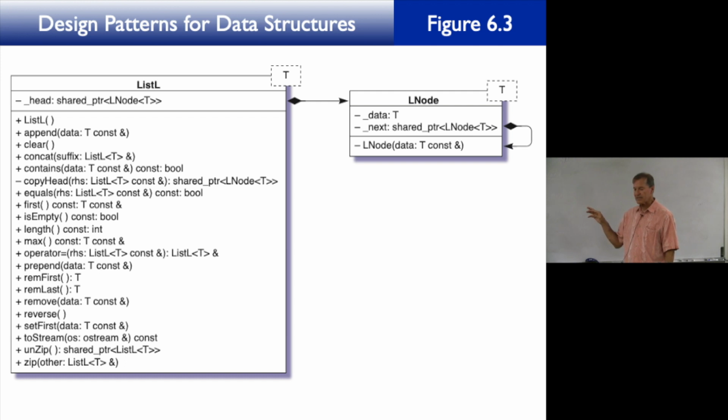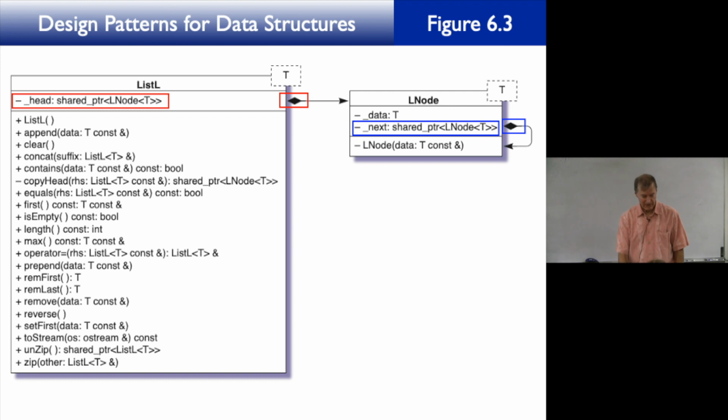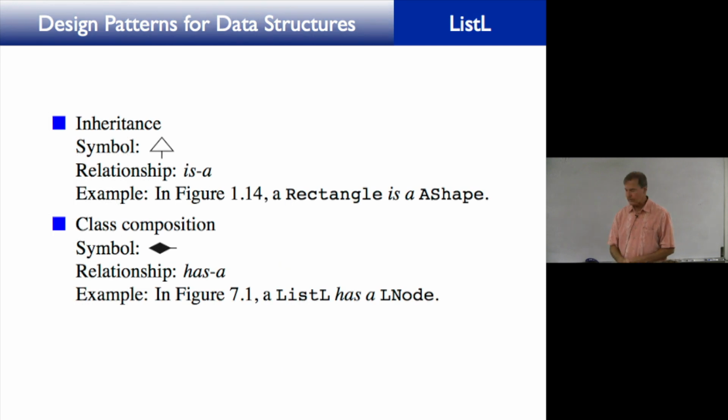And the list L, what does a list have? Yes, it has a pointer to a node, and that pointer is called underscore head. So that points to the head node, the first node in the linked list. And a node itself not only has data, but it also has a pointer to a node. That UML diagram symbol, the solid diamond, means what? Does that mean inheritance or class composition? Class composition. That's a has-a as opposed to is-a. The inheritance symbol here with the open triangle pointing up is the symbol for inheritance, which is an is-a relationship, and then class composition is has-a.